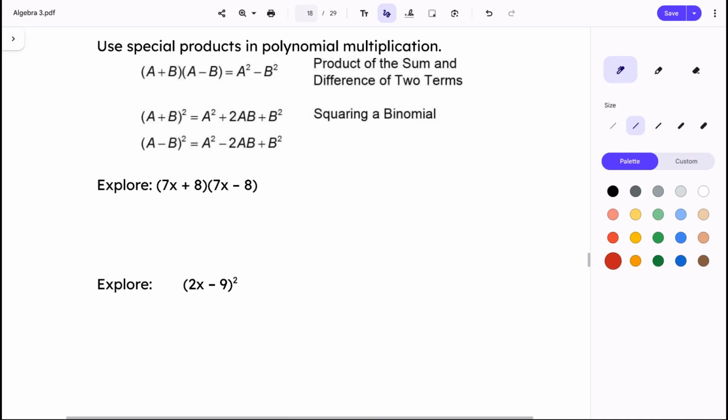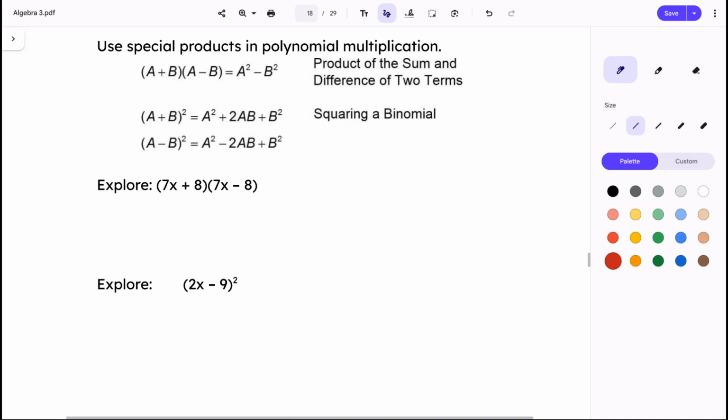So for this first one, where it says 7x plus 8 times 7x minus 8, again, I've got two binomials here that I'm multiplying. I would just think about foiling them. So your first terms would be 7x times 7x. Your outside terms would be 7x times that negative 8. And then the inside terms are the same, but opposite.